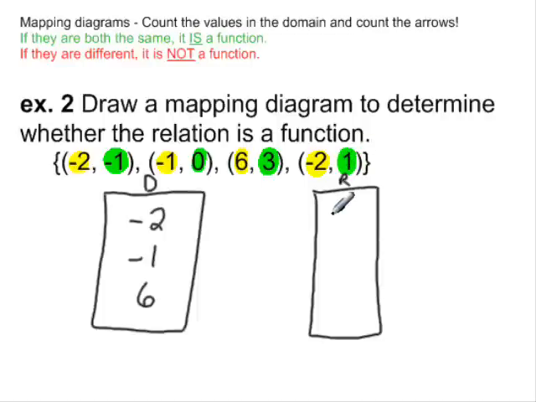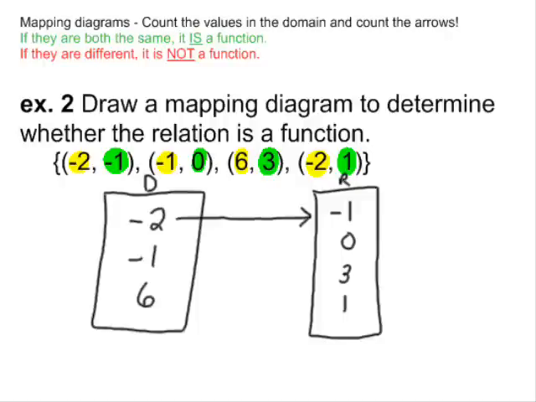So I write down negative 1, 0, 3, 1. And the next thing we're going to do is connect our domain to its matching range. So let's look at our first ordered pair. We have negative 2, negative 1. That means that the negative 2 in the domain goes with the negative 1 in the range.